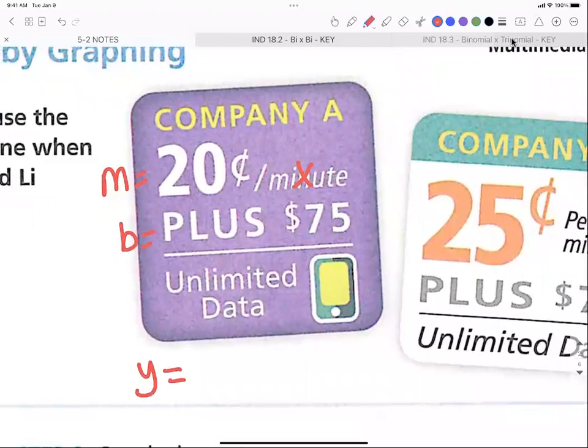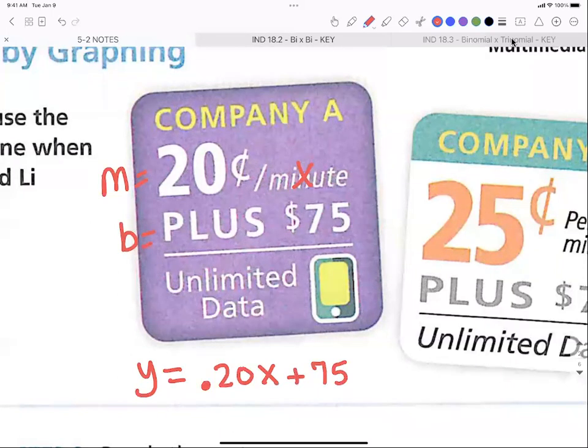Y equals, now my M is 20 cents. Think about how you'd write money. It would actually be 0.20x. That's 20 cents. The X stands in place of however many minutes you want to test this out on. You can try it for 1 minute or 100 minutes and see what you'd pay. And then plus the B, or that $75 flat fee that you're going to pay no matter what. And remember, in story problems, you might see that as processing fee, rental fee, deposit. Think of it as what you're going to pay when you walk through the door no matter what.